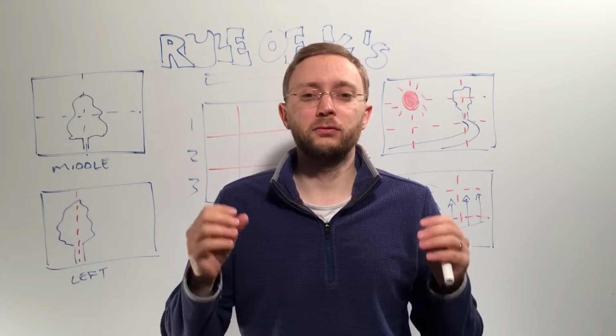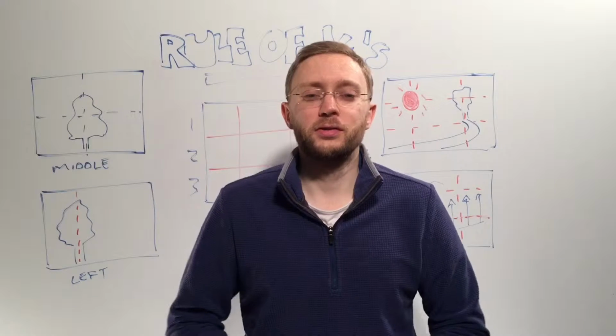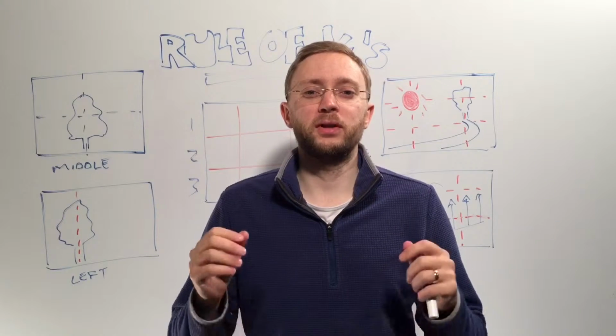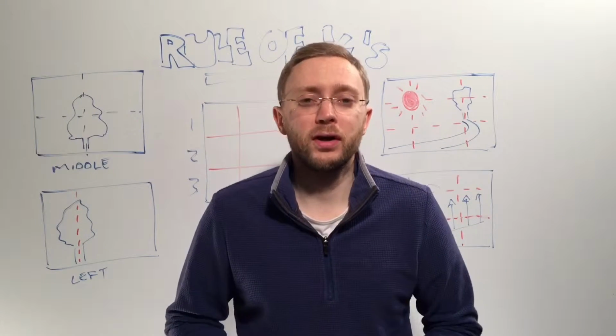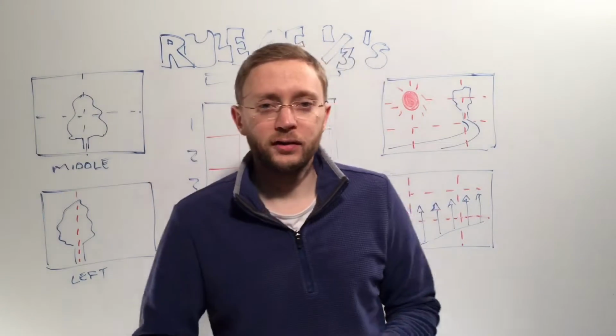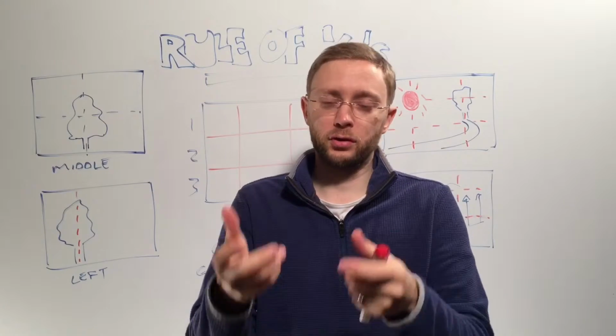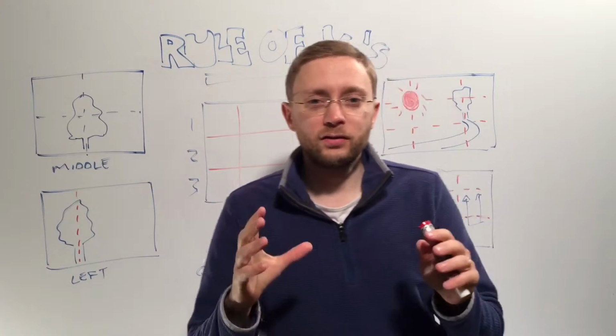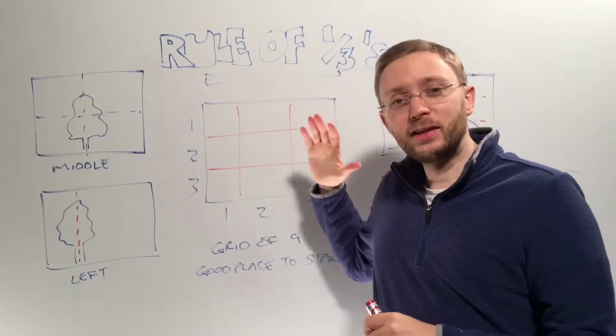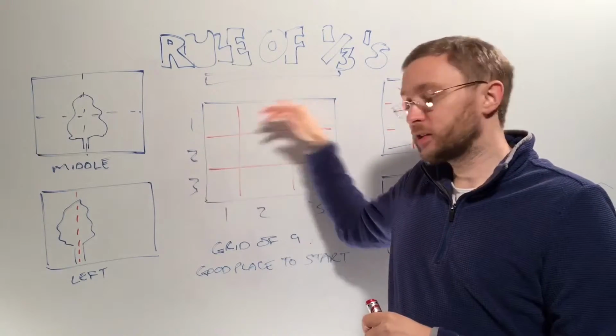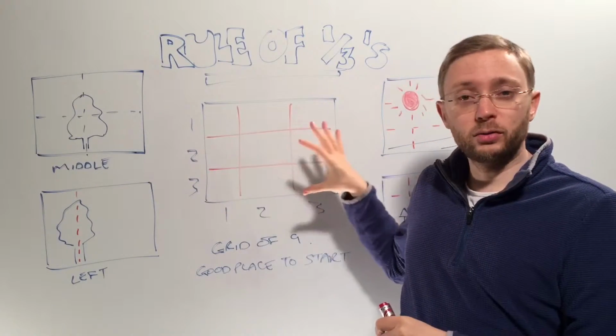Today I'm going to talk about the rule of thirds, which is a really excellent compositional tool that you can use in order to make your pictures really great. Now what the rule of thirds does is it takes your frame, that's when you look through your viewfinder or you look on the back of your screen of your camera, and divides it up into three sections going both ways into a grid of nine.